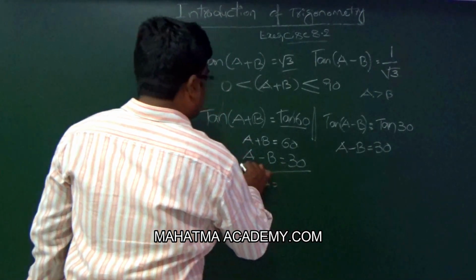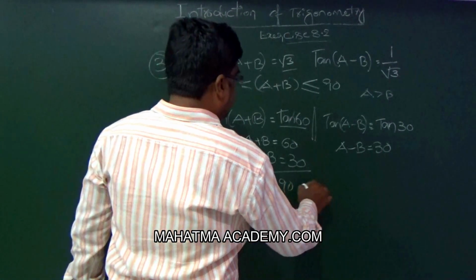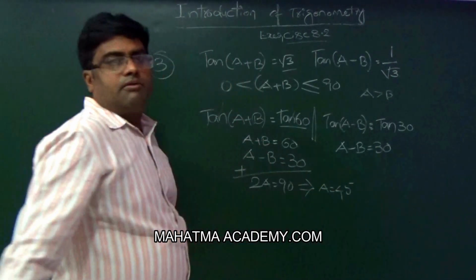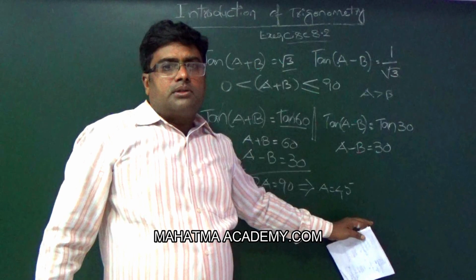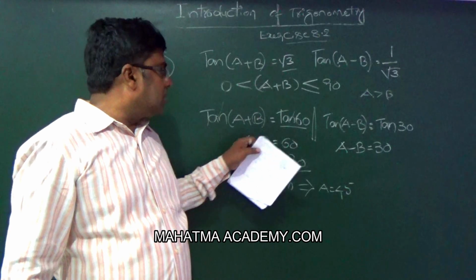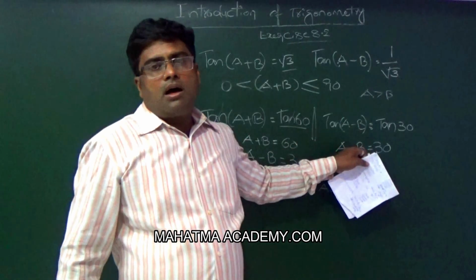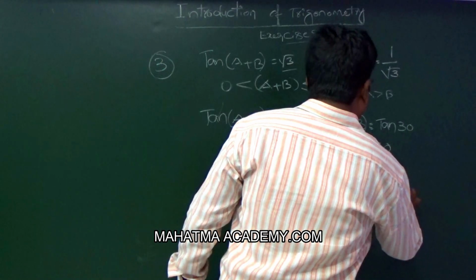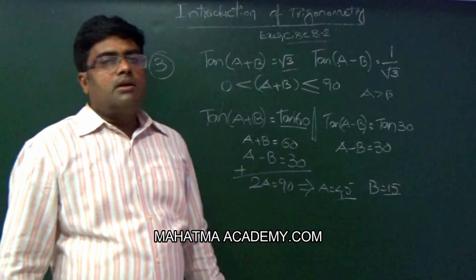Solve these equations. Add these two equations: 2a equals 90, which implies a equals 45. From these two equations we get a equal to 45. So simply substitute the a value in either of the two equations. The value of b is 15. A is equal to 45, b is equal to 15.